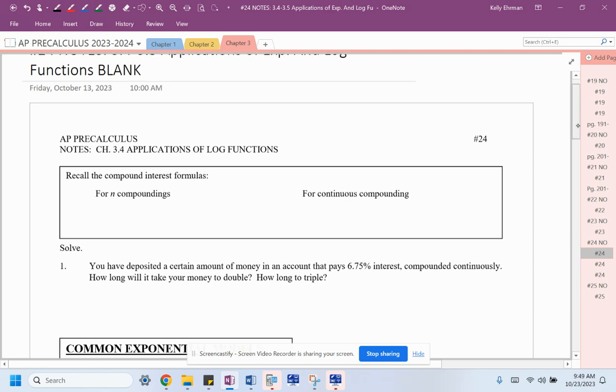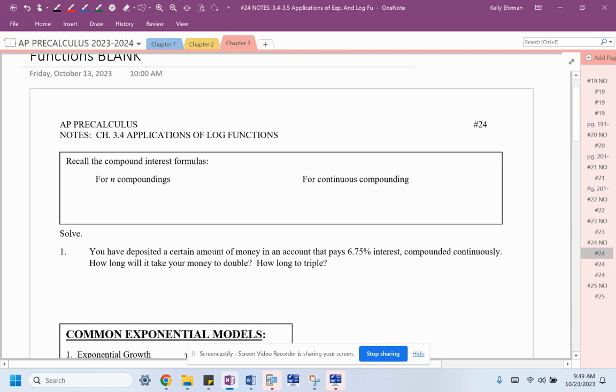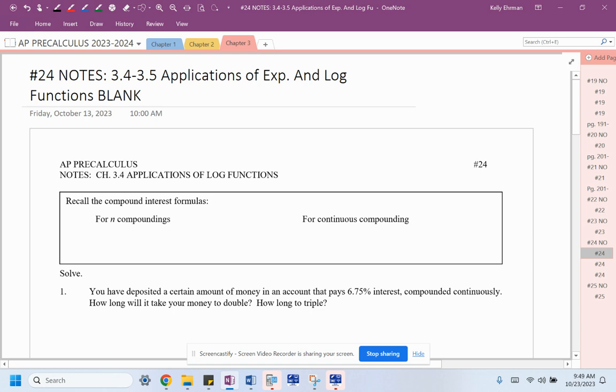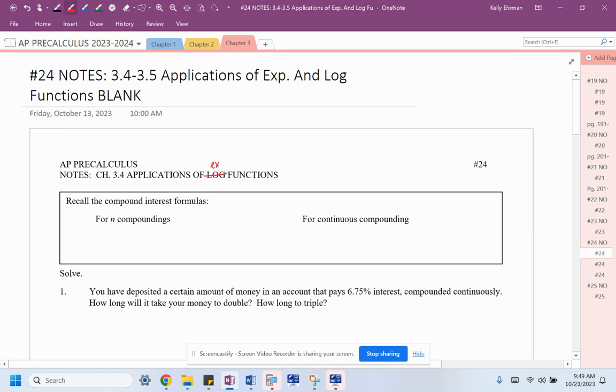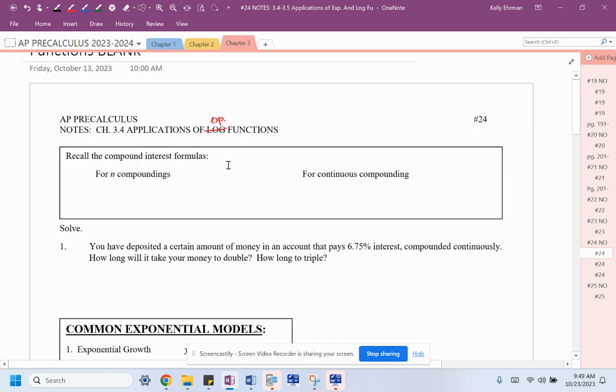All right, today we're going to talk about applications of exponential functions. And we're going to start with the compound interest formula.